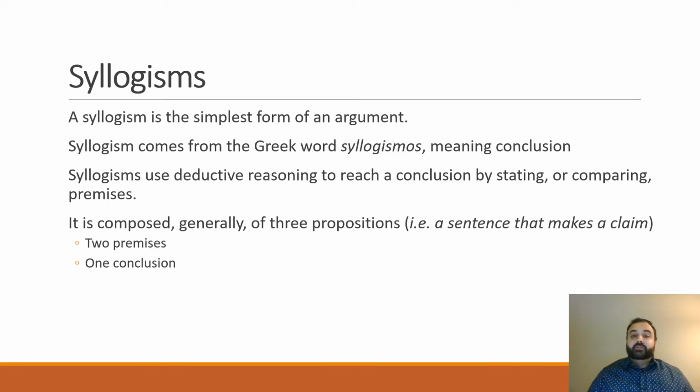So in that regard, a syllogism is made up of three propositions. A proposition is a sentence that makes a claim. And so it is made up of two separate premises and then one conclusion. So two premises, one conclusion. These make up three propositions as a basic syllogism.